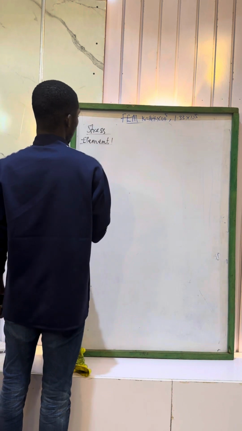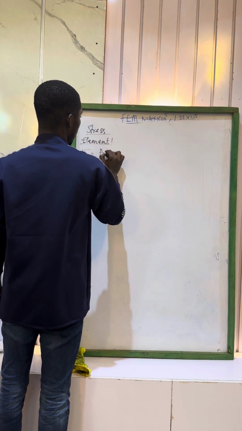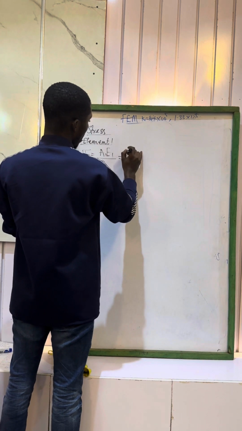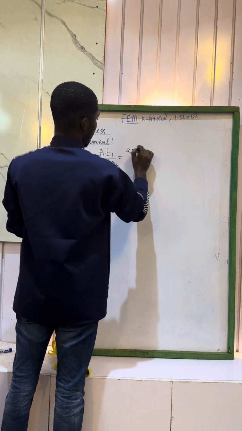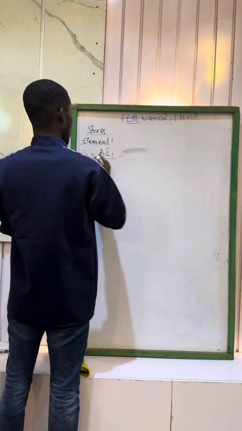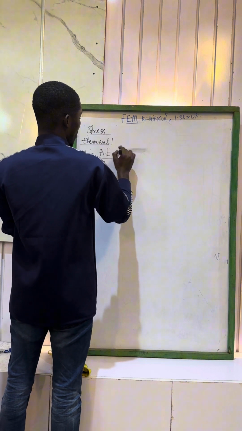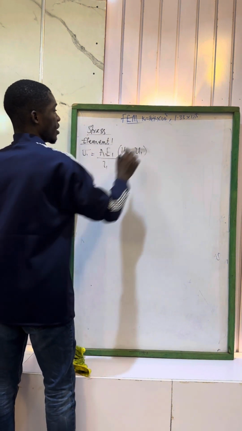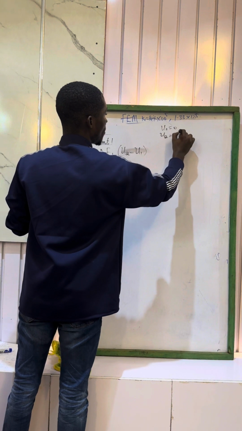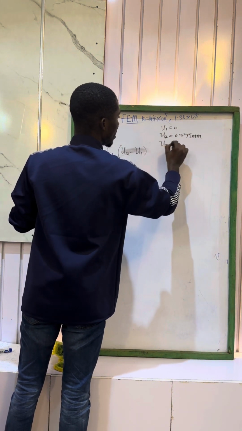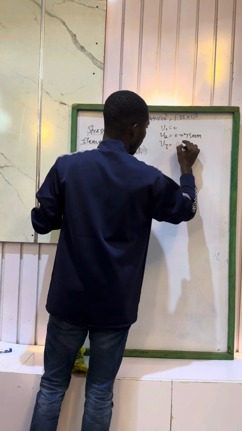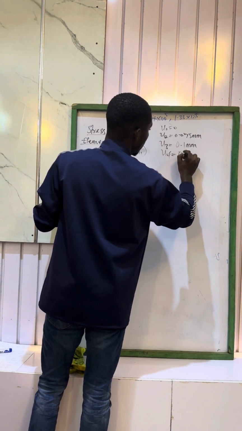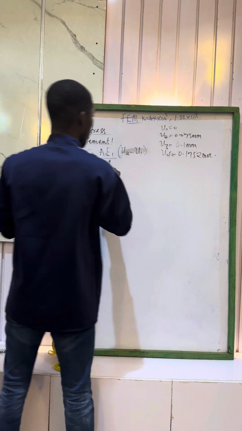For element 1, sigma 1 equals A1, E1 over L1, times U2 minus U1. Don't forget this, please. So our U1 is 0. Our U2 is 0.075 millimeter. Our U3 is 0.1 millimeter. And U4 is 0.175 millimeter. So these are the parameters we got.